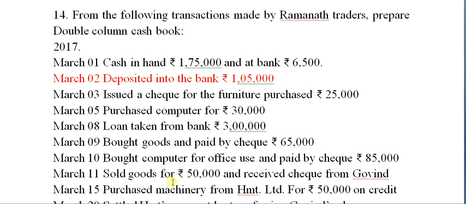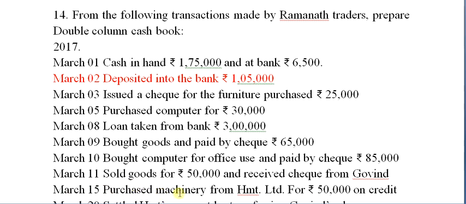March 11, sold goods for rupees 50,000 and received check from Govind. So what is the point you are saying? Sold goods for how much has been given? 50,000 and received check from Govind. 50,000 worth of goods we have sold and it has been received through check. So that means we are receiving, our bank balance increases, so it should be recorded under the debit side.